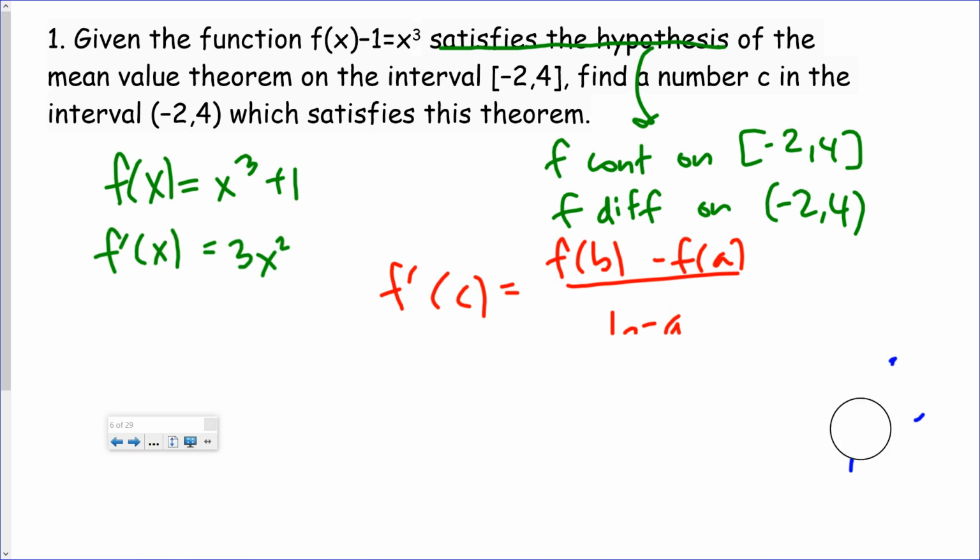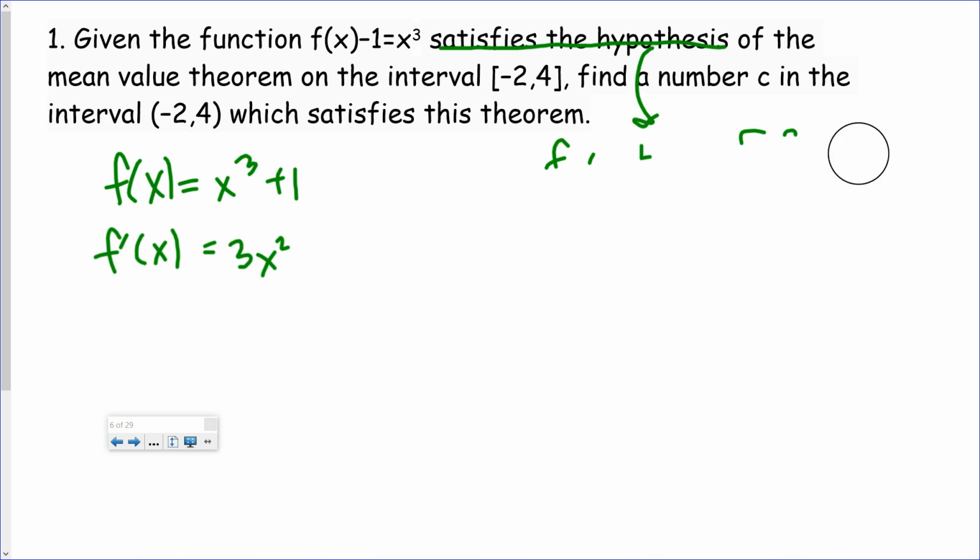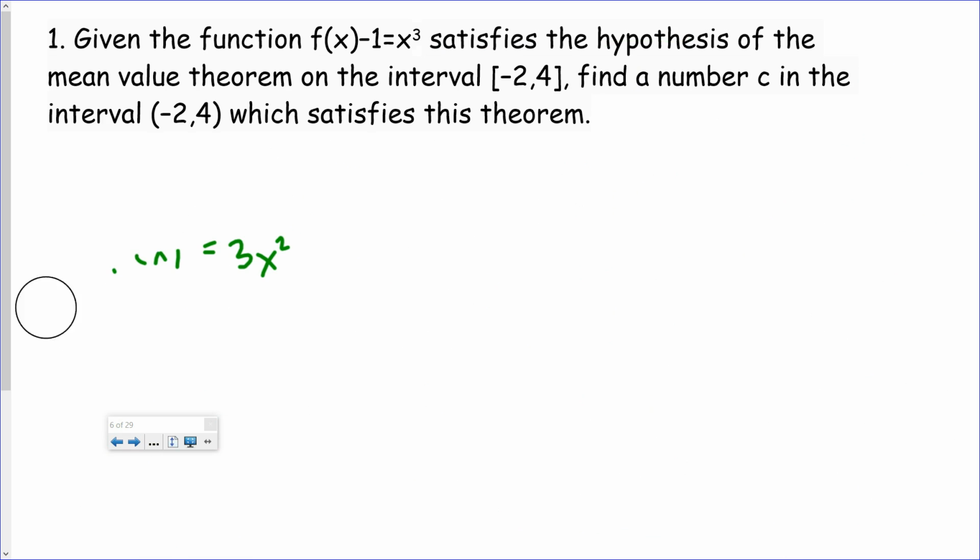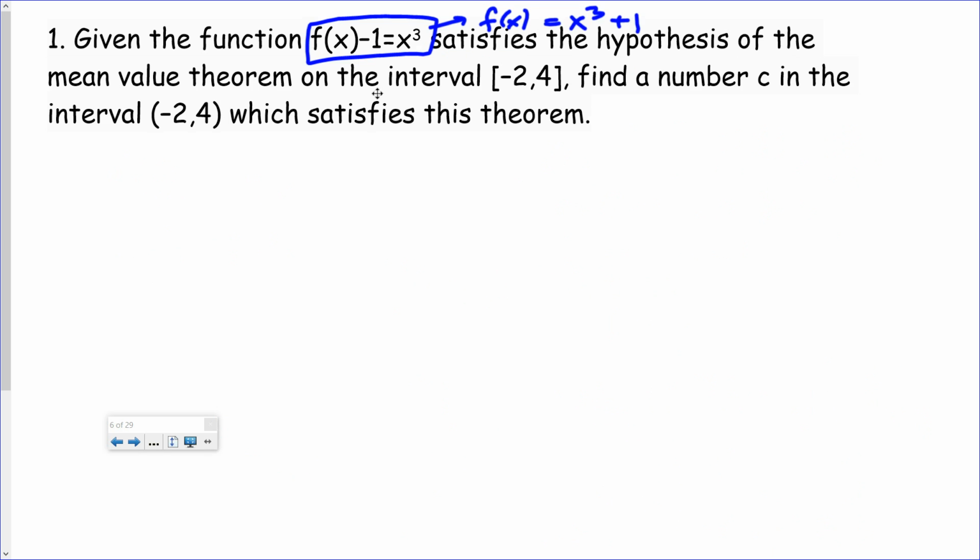Mean value theorem, people are still having trouble with mean value theorem. I want to talk about this question here. If I have a function, it's a little funky here. They tell me the function minus 1 is x cubed. Guys, all that means is you just solve for the function. Okay, so if you get something funky like that, all it means is you solve for the function.